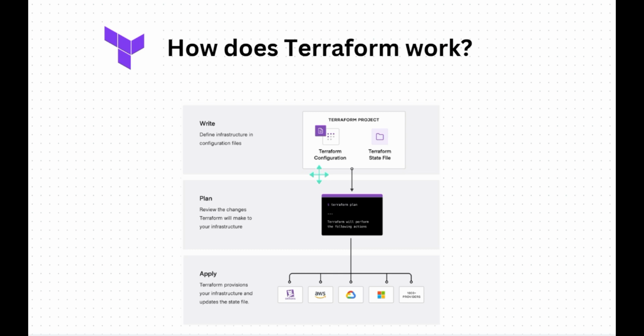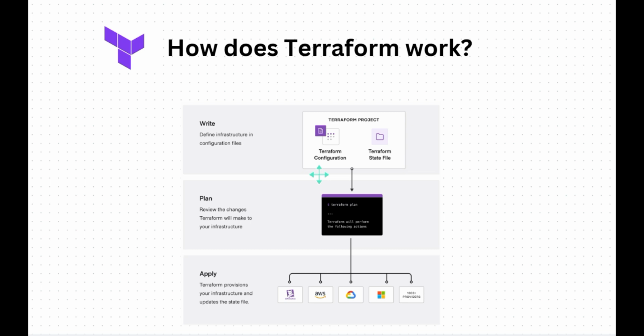And the last stage is the apply stage, which is the provisioning of the infrastructure. Once you approve, Terraform executes the plan to provision the infrastructure. Terraform ensures that the dependencies between resources are handled correctly.